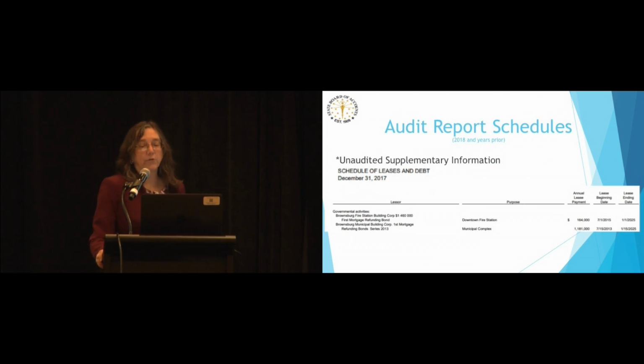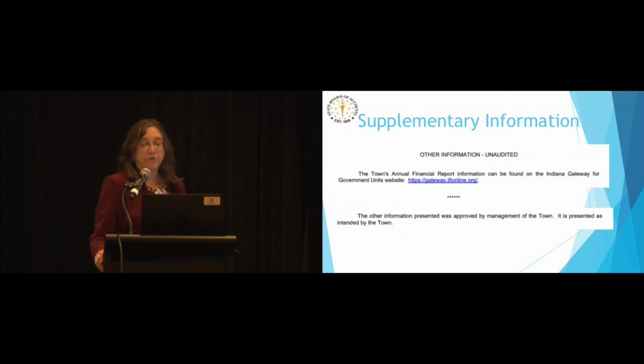That information that you loaded in on the AFR was then used to generate a schedule in the report, which was included in the unaudited supplementary information. This is an example of what it would have looked like. It's showing the annual lease payment, the lease beginning date, and lease ending date by activity. And it, again, was in the schedule in the section that followed, the other information, unaudited.